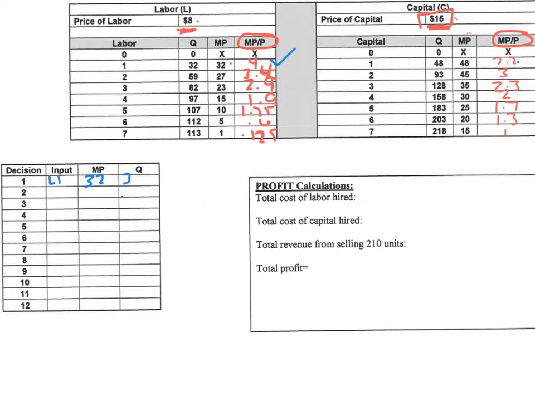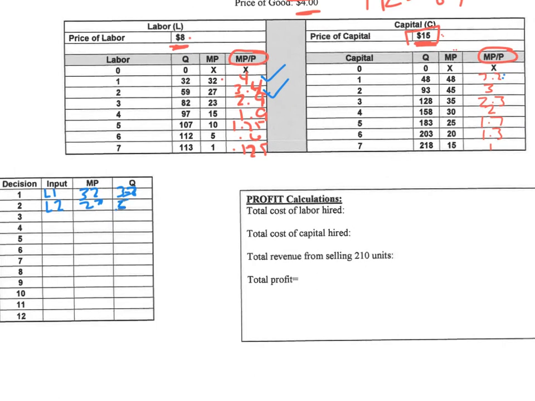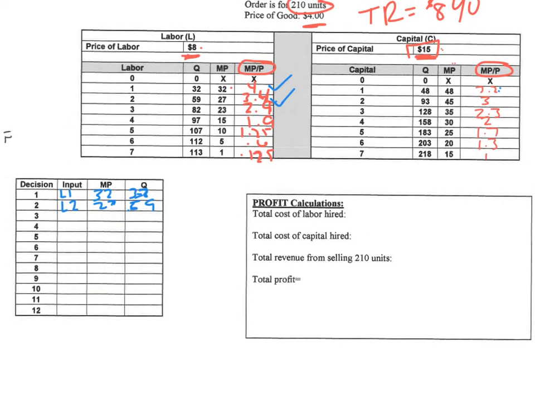Keeping track of our order, that means our total quantity is also 32. Then our next decision is the first unit of capital, 3.2, versus the second unit of labor. We're going to go with L2 because 3.4 is greater. So marginal productivity is 27, and then total productivity would be 59. Then we look at 2.9 versus 3.2, so we're going to hire C1, which makes 48, and that'll bring our total to 107.